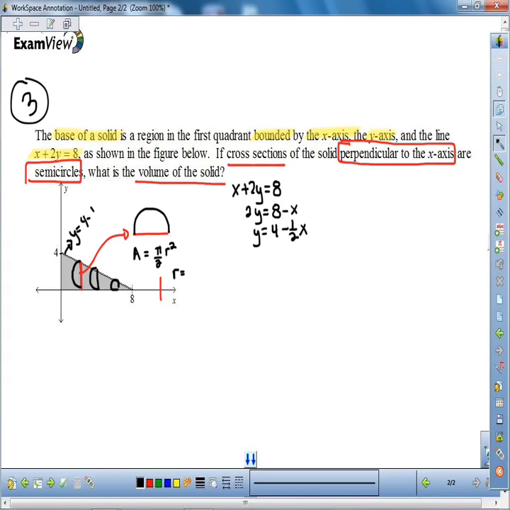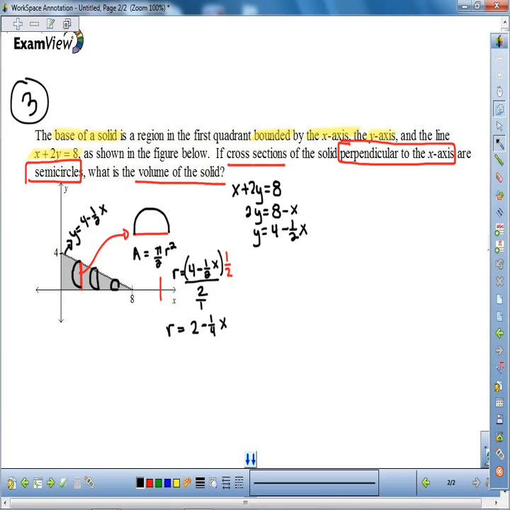So the radius, which is the top minus the bottom, is going to be 4 minus 1/2 x divided by 2, because what we found is the diameter of the circle, not the radius. So when you divide by 2, notice that 2 is the same thing as 2 over 1. So if I multiply by the reciprocal, I'm going to have the radius as 2 minus 1/4 x.